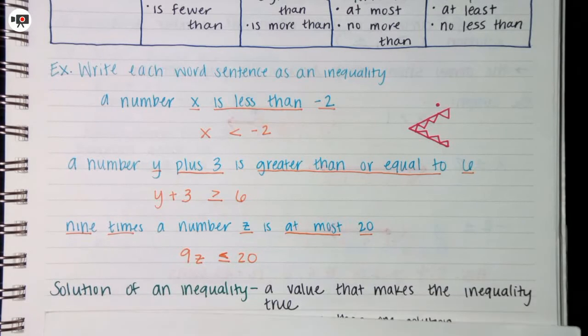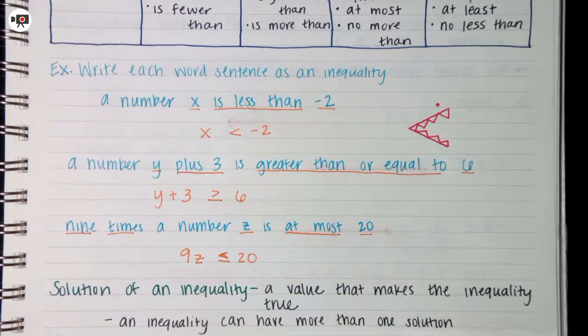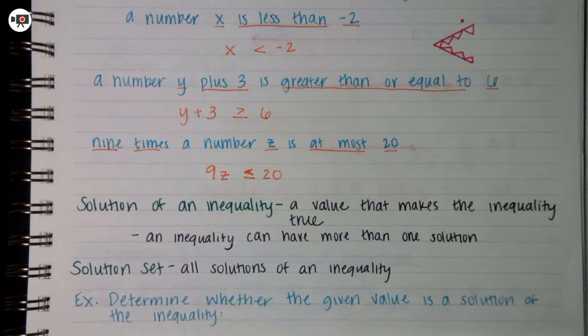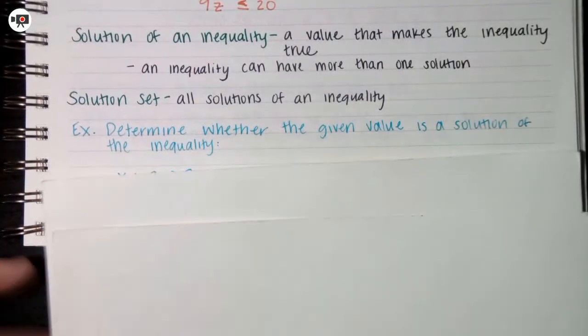The solution of an inequality is a value that makes the inequality true. If I can plug it in and I get something in the end that is true, I know that it is a solution. An inequality can have more than one solution as well. And the solution set is all the solutions of an inequality. So we're going to determine whether the given value is a solution to the inequality.